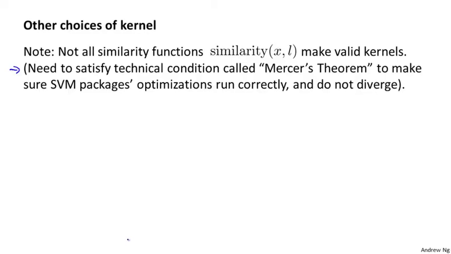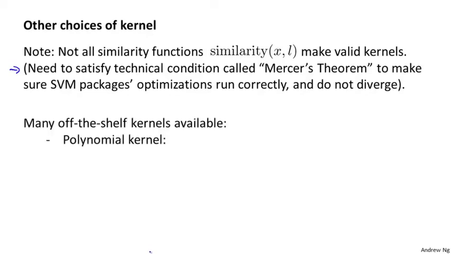So what most people end up doing is using either the linear or the Gaussian kernel. But there are a few other kernels that also satisfy Mercer's theorem and that you may run across other people using, although I personally end up using other kernels very, very rarely, if at all. Just to mention some of the other kernels that you may run across, one is the polynomial kernel, and for that, the similarity between x and L is defined as, there are a lot of options, I guess. You can take x transpose L squared.